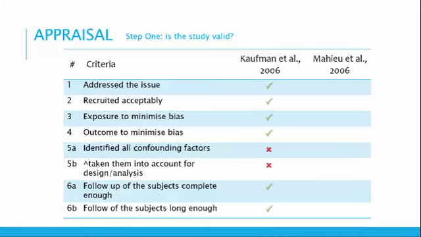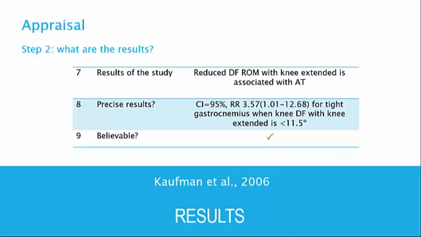In the study by Kaufman and colleagues, we found that all the criteria were met except to identify the important confounding factors and take them into account for the study design. The study by Mayu and colleagues was also found to have not identified or taken the confounding factors into account. Step 2 refers to the results.